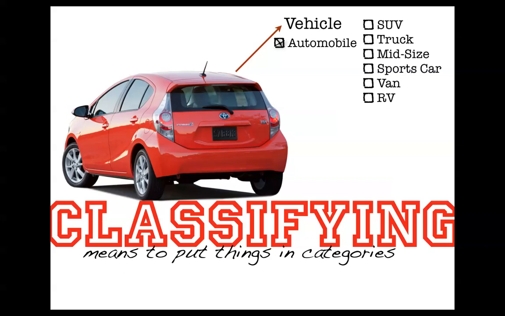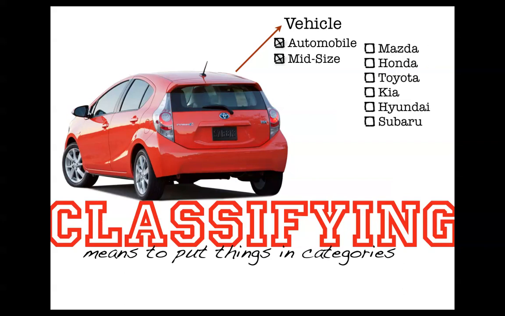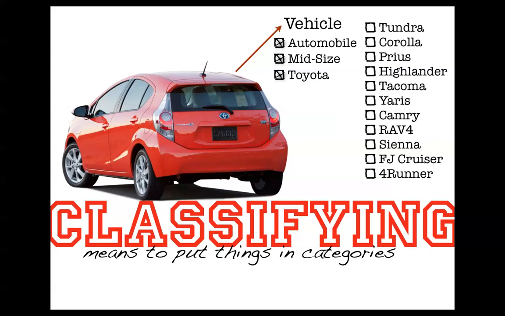So we can classify this even further by saying it is not just a vehicle, not just an automobile, but a mid-size automobile. Now there are many types of mid-size automobiles. So there's Mazda, Honda, Toyota, Kia, etc. This happens to be in the category of Toyota. So we're continuing to classify this thing, meaning we're continuing to tell what category it belongs in. Again, are there many different categories of Toyota? Yes, there's a whole bunch of different kinds of Toyota.